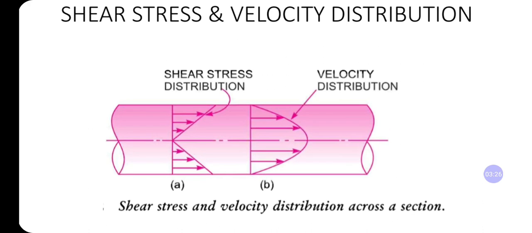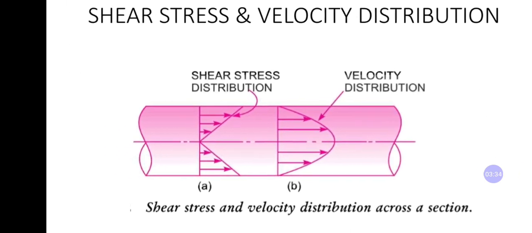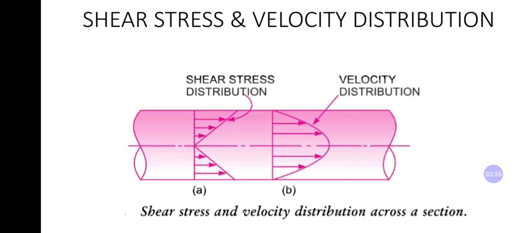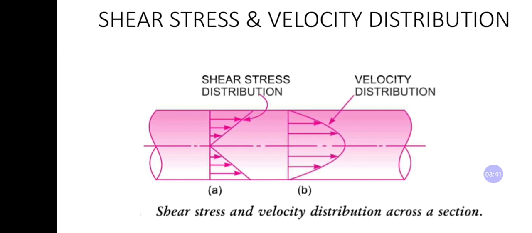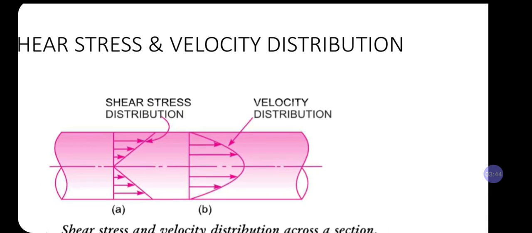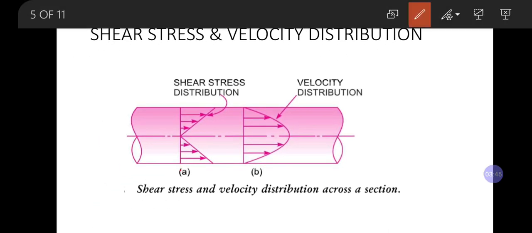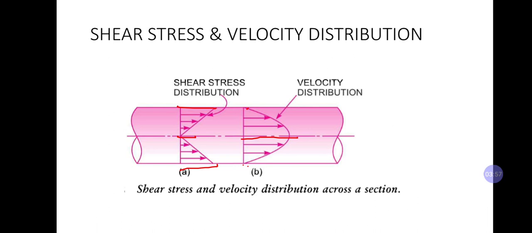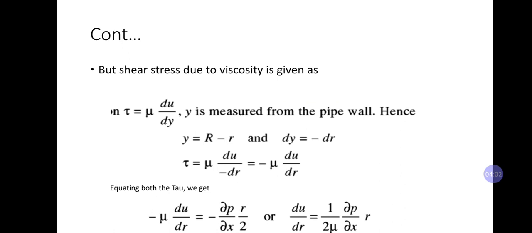So from this we get the shear stress distribution diagram and velocity distribution diagram. Velocity is maximum at the center of the pipe and it is 0 at the boundaries, while shear stress is maximum at the boundaries and it is 0 at the center. Here we have maximum velocity at the center and 0 at the boundaries. So this is the velocity distribution and shear stress distribution in a pipe.